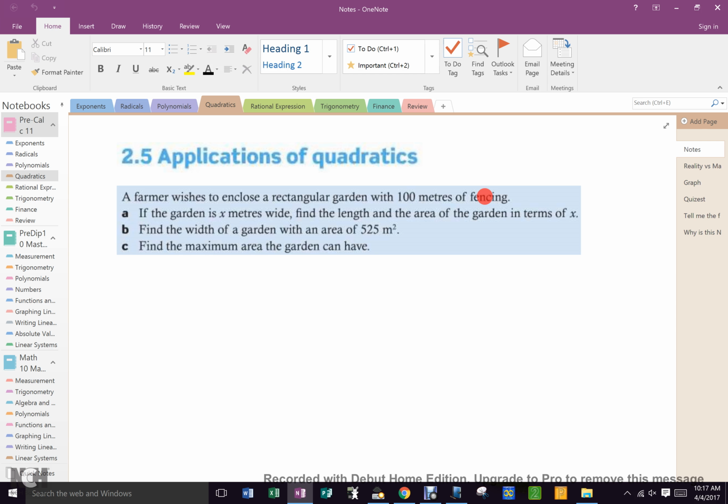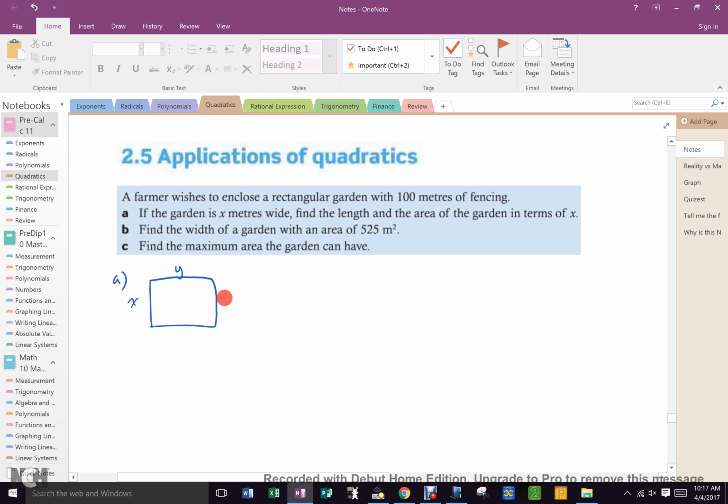So, here we go. Let's do some math. The garden is X meters wide. Find the length and area of the garden in terms of X. So what do we know about this garden? What shape will it have? A rectangle. Excellent. And the width is X. Do we know the length? No. So what should we give it? Y. Excellent. What do we know about X and Y?